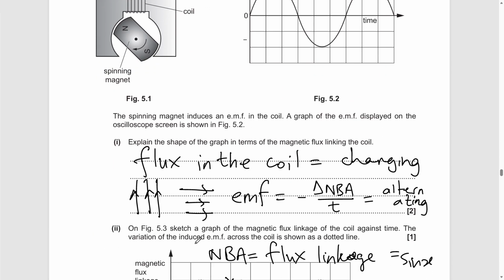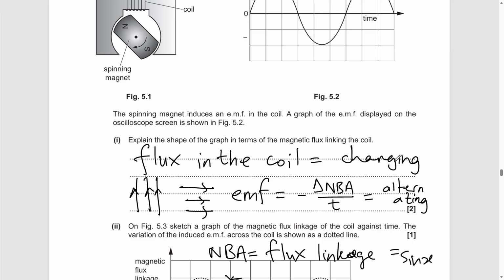For this question, the flux in the coil is changing because if you look at this diagram here, the direction of the lines will change. And so because you're doing the rate of change of magnetic flux, this is EMF, right? So the rate of change of magnetic flux gives you EMF. And because the flux in the coil changes direction, it is alternating. Because there's a change in magnetic flux, and this changes direction.